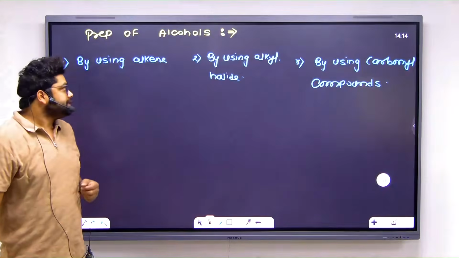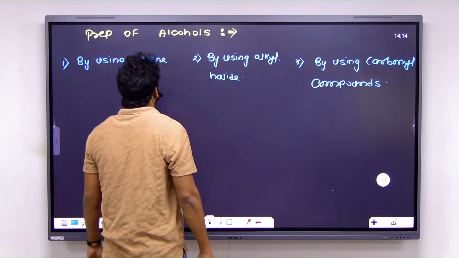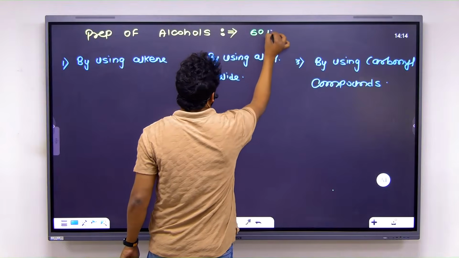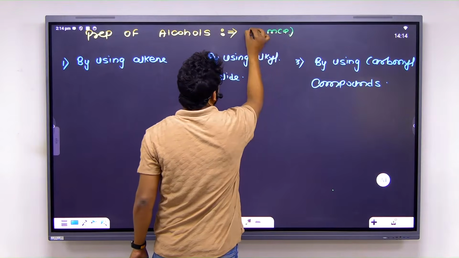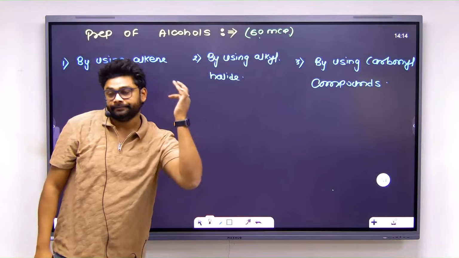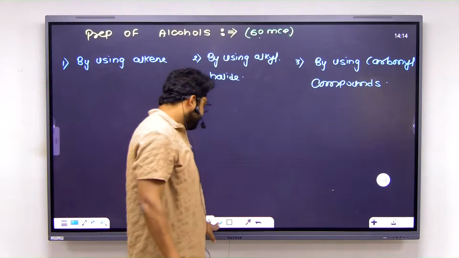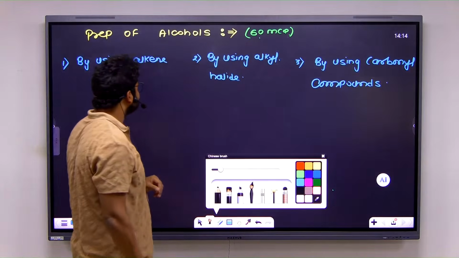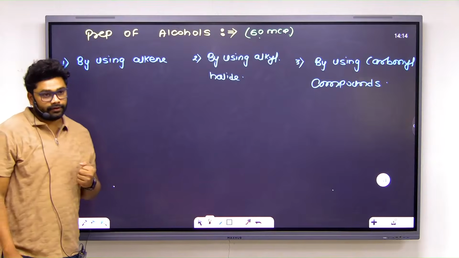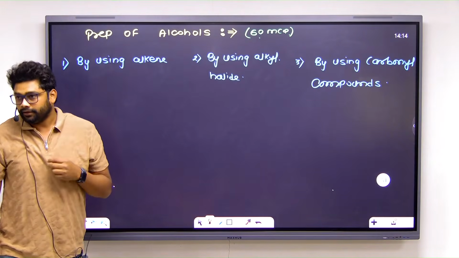And related to this preparation of alcohol, we are going to see more than 60 MCQs based on the preparation of alcohols only, right? And collectively we will call it a DPP for the preparation of what? Alcohol. Let us try to understand one by one how alcohols are prepared.